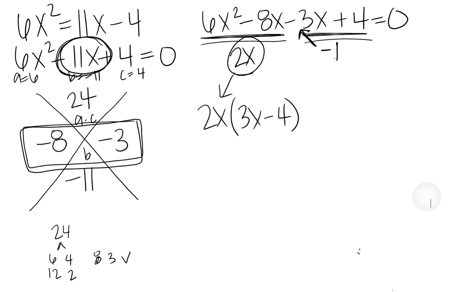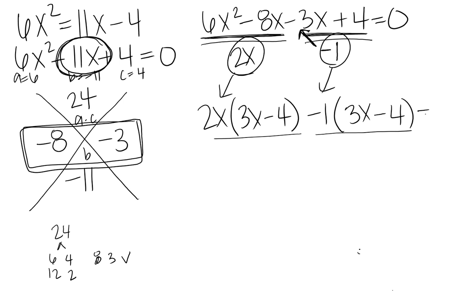So again, now you can see when I take out the negative 1, if I had only taken out a positive 1, I would still be left with a negative 3x plus 4. And then what was in the parentheses wouldn't match. So by taking out a negative 1, I'm changing the sign, so now it will be 3x minus 4 equals 0.